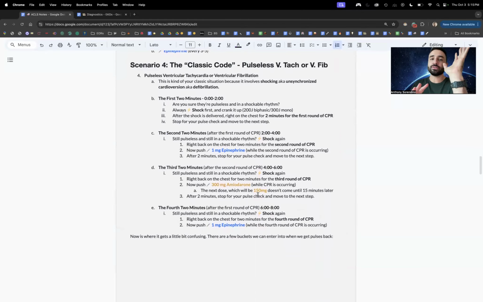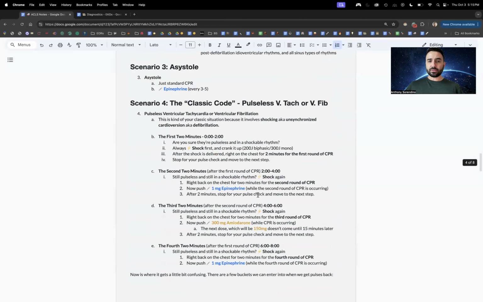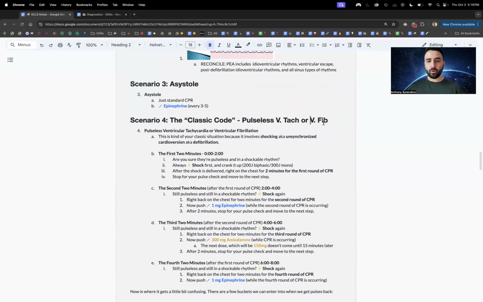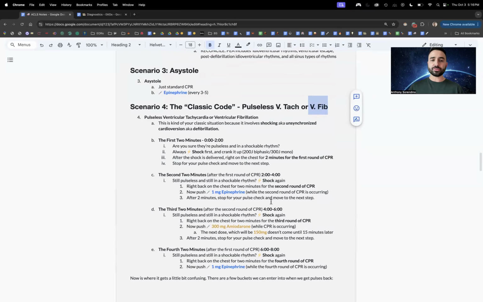Then we get into what I call the classic code. There are two rhythms, pulseless VTAC and VFib, and these are totally shockable, which is really important. That's going to change the algorithm. To begin, it's the same as PEA and asystole. However, you're going to shock right away. For both of these, it's so important to defibrillate before anything else. That's your priority. Then do your pulse check, go right back on the chest, do your CPR, airway, all that stuff.